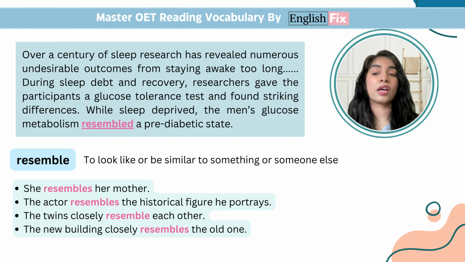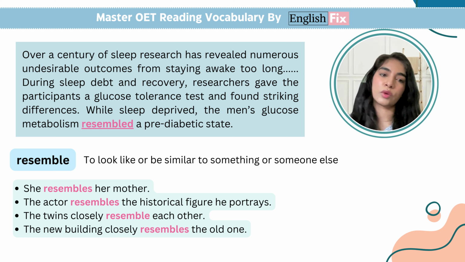So "the twins closely resemble" means that they look extremely similar to each other, which should be normal because twins look like each other. "The new building closely resembles the old one." It means that the new building is very similar to the old one.